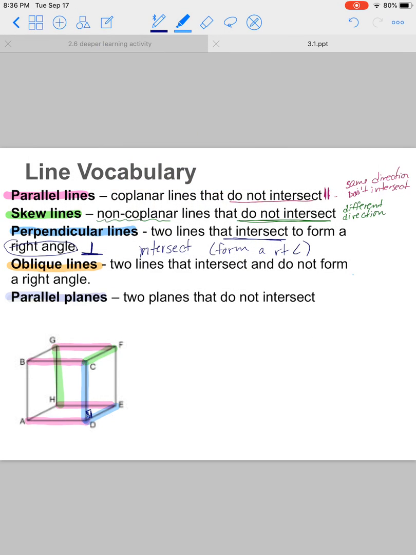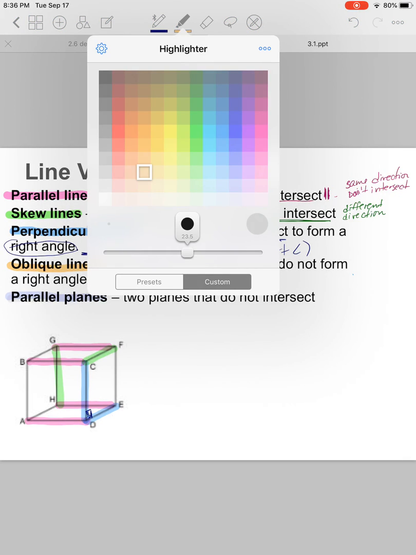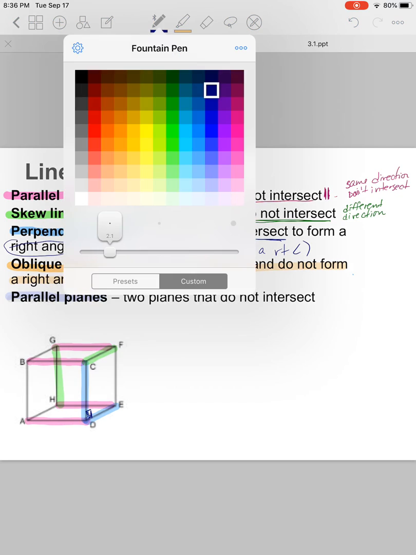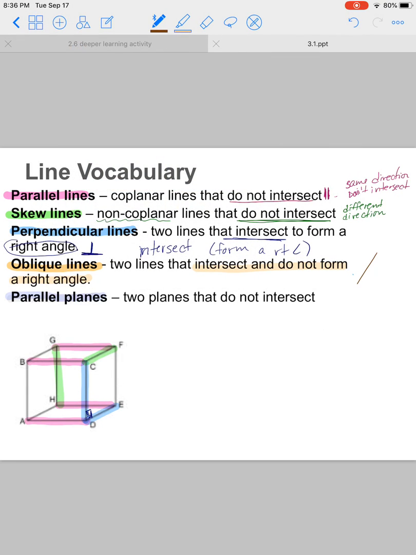Oblique lines are simply lines that intersect and don't form a right angle. We don't have an example of oblique lines in the picture, but if we just had a set of intersecting lines without a right angle, we would have oblique.